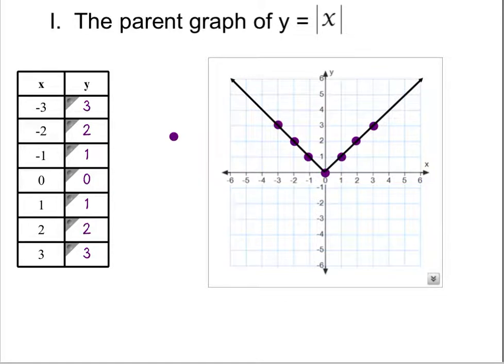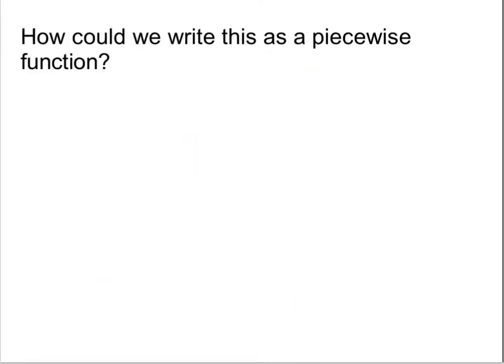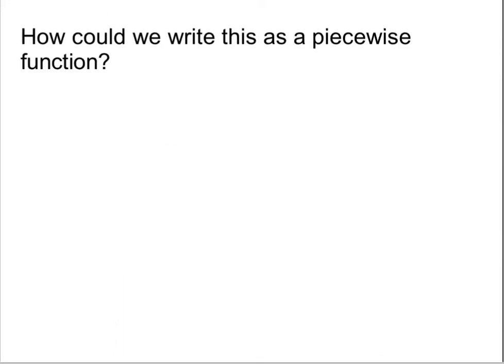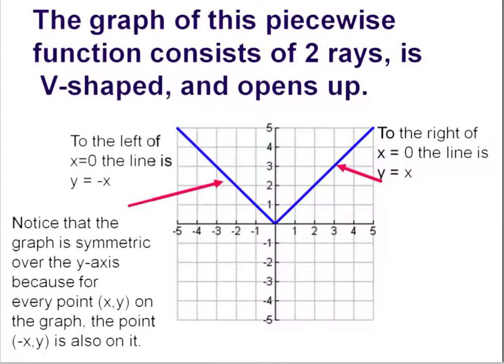We're going to talk about changes and movements and why this is a piecewise function. So really the next question is, how could we write this as a piecewise function? When you're looking at the graph, it's almost like you can see two parts. You've got one on the left side of the y-axis and one on the right side of the y-axis. So going forward, it says the graph of this piecewise function consists of two rays, is V-shaped, and opens up. This is defining the absolute value graph.